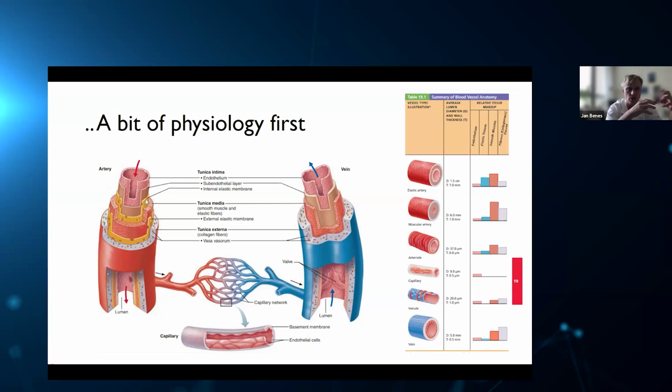So what is to be stressed is that capillaries are the only vessels not having smooth muscles. So these are the only vessels not responding to vasopressors. We'll get there later on. So that's another important issue.